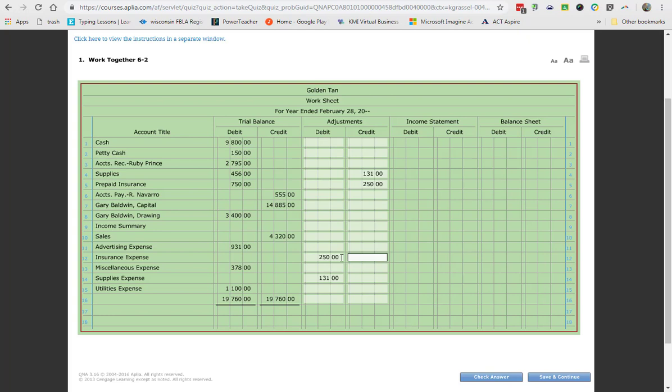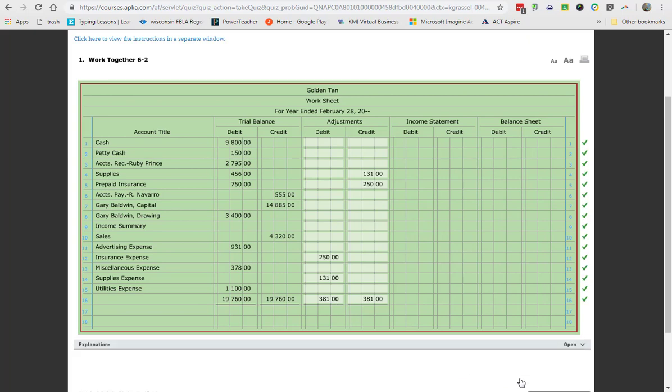Now, I need the total for my adjustment columns. It's 2 numbers. Anyone got the number? Oh, you guys are good at the math today. You want fire? Check answer. Whoop, whoop. I got it right. Anyone else? Anyone else? Bueller? Bueller? Nice. Try the adjustment column.